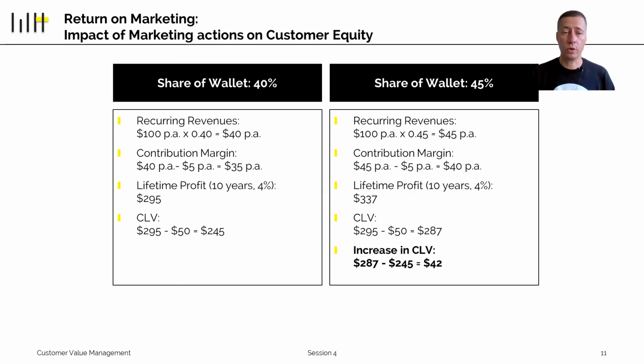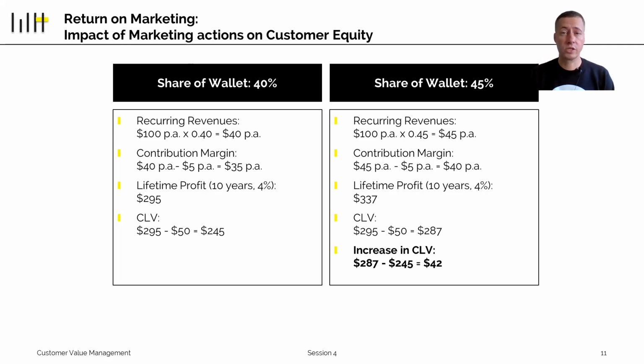For example, a share of wallet of 40 leads to recurring revenues of $40, a contribution margin of $35, a lifetime profit of $295, and a CLV of $245. This is what we had on the previous slide. Now, if everything else remains equal, except that the share of wallet goes up to 45%, recurring revenues increase from 40 to 45, the contribution margin from 35 to 40, the lifetime profit from $295 to $337, the CLV from $245 to $287, and hence there is an increase in CLV of $42.